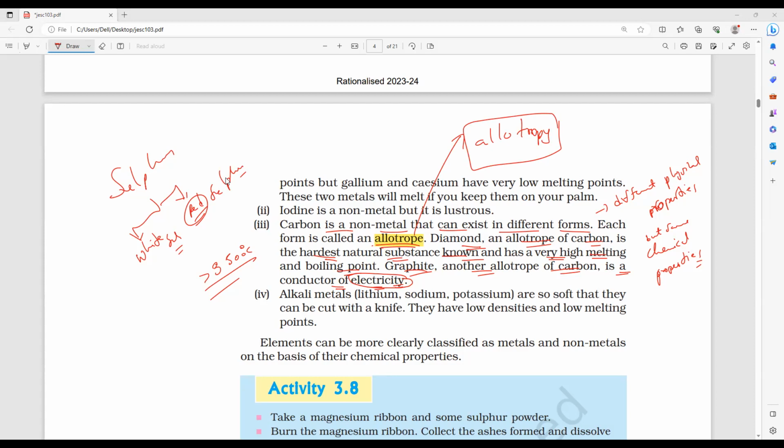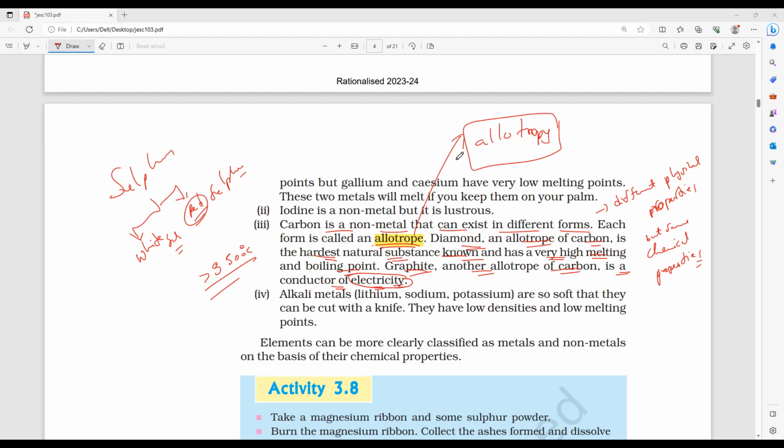Yes, sir. Clear, everybody? Yes, sir. Yes, yes. So this is what allotropy means. Learning the definition is very, very important, guys. So please make it.